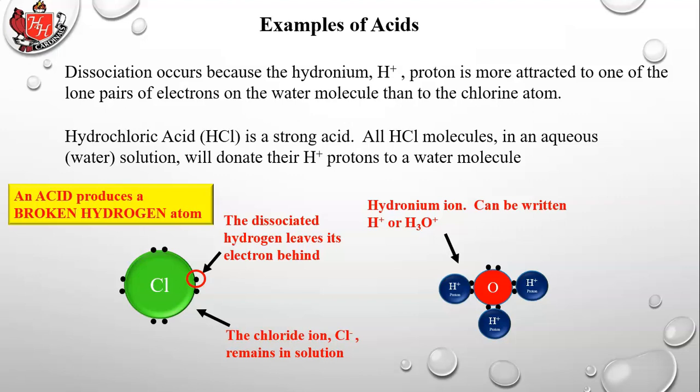So an acid produces a broken hydrogen atom. That's just a simple metaphor to think about it. The hydrogen, which is one proton and one electron, is broken in two. The proton jumps over to the base or to the water molecule, and the electron stays behind with the original acid.